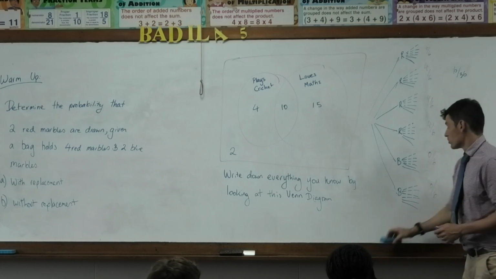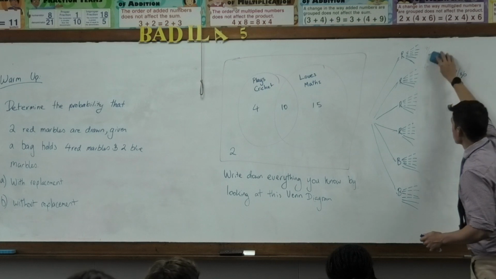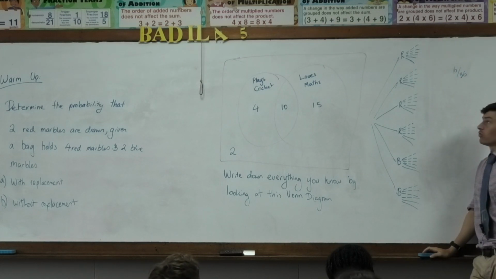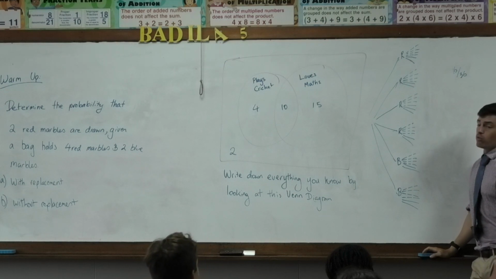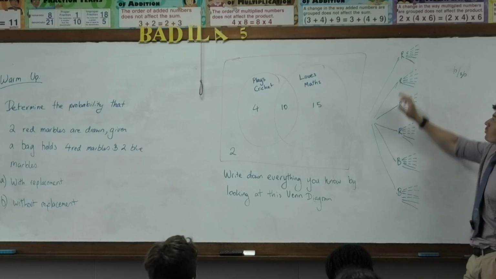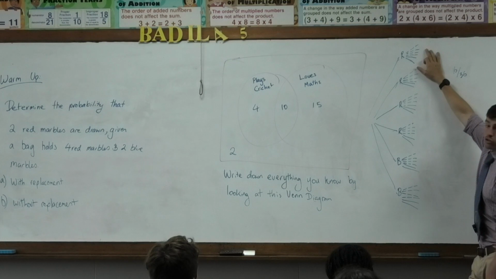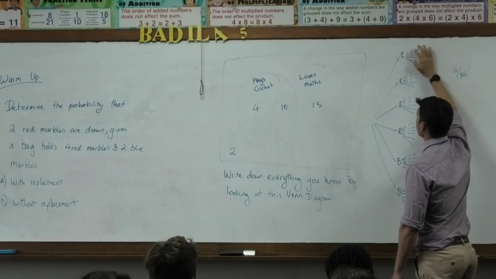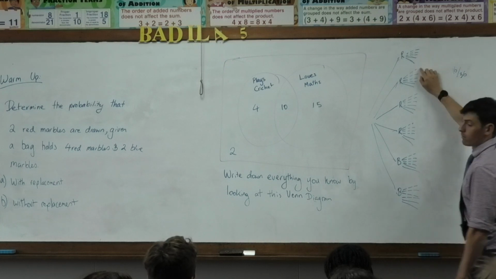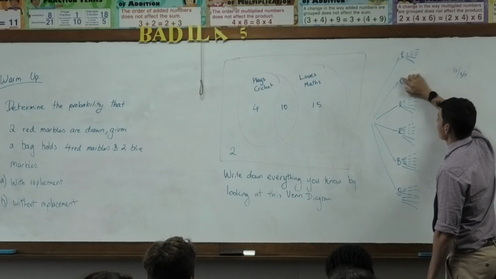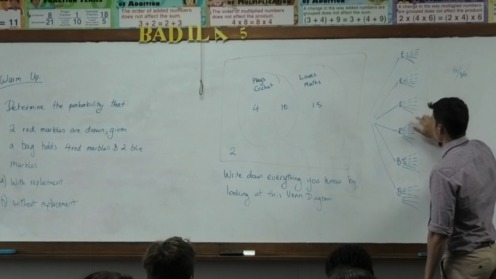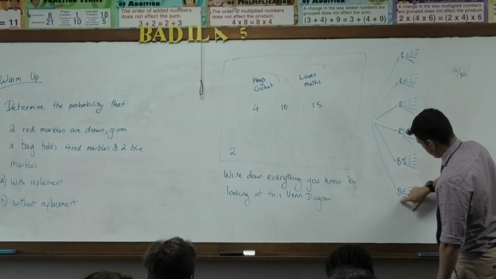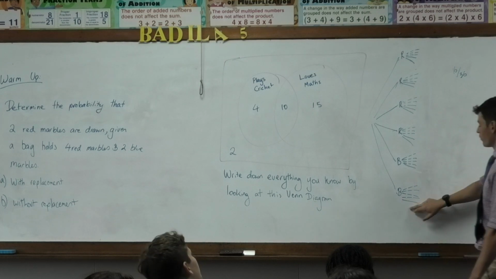For question B, I can use the same diagram. I just have to remove one branch from each. Which branch should I remove from the first tree? Which one should I remove? One of the reds. One of the reds. So I'm just going to remove the top one. Am I allowed to do that? And what about this one? Yep, get a top one. What about this one? What about this one? This one? This one?